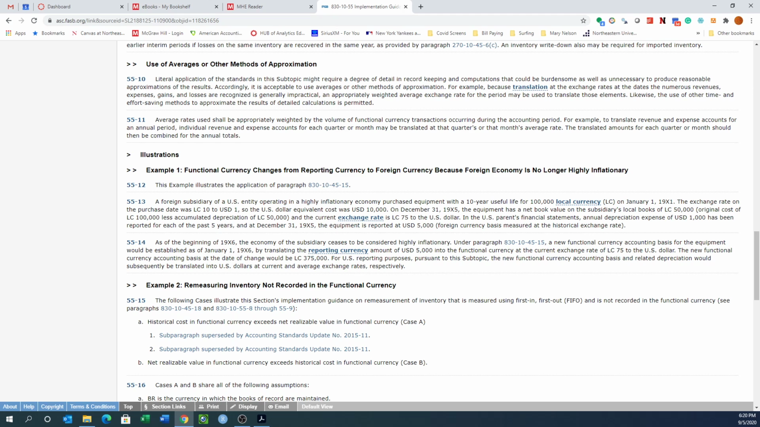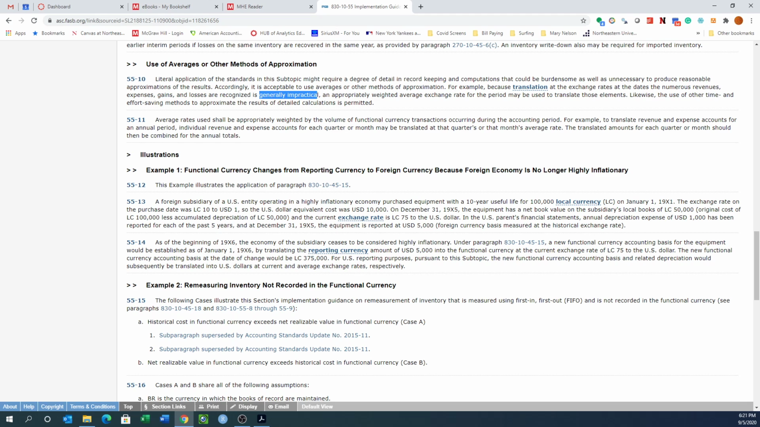Because, as it says here, exchange rates at the dates on which numerous revenues and expenses are recognized are going to be generally impractical. So you can use an average, but what happens if you have seasonality? If you have seasonality, then you may have to put more weight on the exchange rates where revenues were the highest during the year and lower weight on the exchange rates where revenues were lower, so that you're giving a weighted average for those exchange rates.